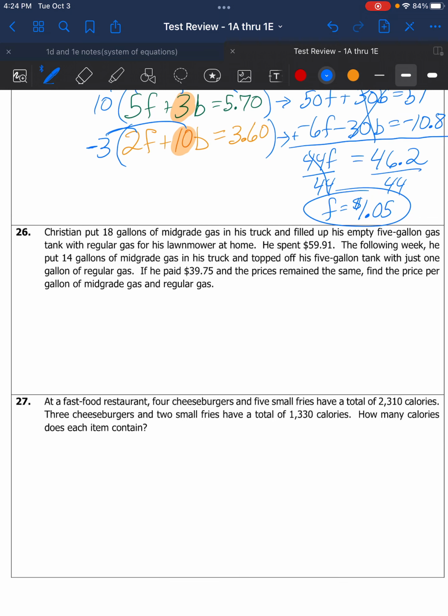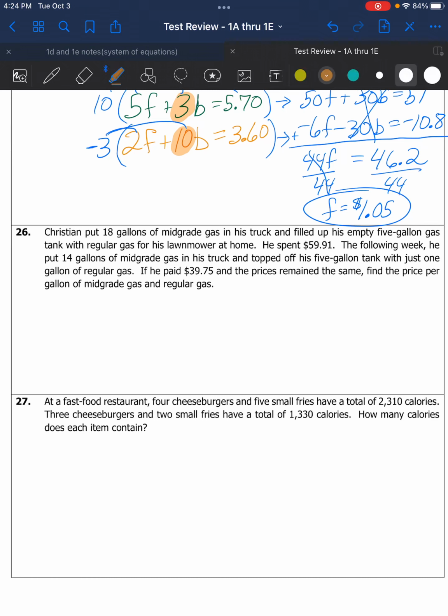All right. Number 26, Christian put 18 gallons of mid-grade gas in his truck and filled up his empty 5-gallon gas tank with regular gas for his lawnmower at home. He spent $59.91. The following week, he puts 14 gallons of mid-grade gas in his truck and topped off his 5-gallon tank with just 1 gallon of regular gas. If he paid $39.75 and the prices remain the same, find the price per gallon of mid-grade gas and regular gas.